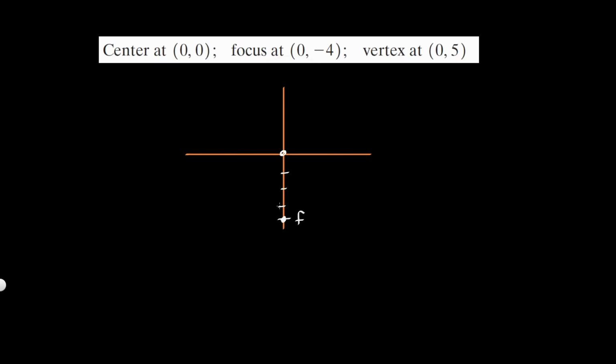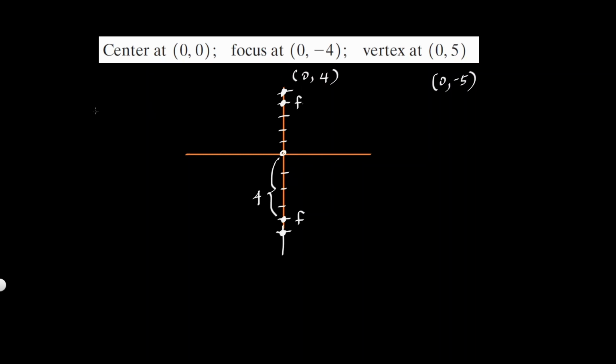So vertex is at 0 comma 5. So 1, 2, 3, 4, 5. That's our vertex. If there's a focus that's 4 units away from the center, there's going to be another focus over here. So that's our other focus right there. And also vertex is at 0 comma 5. That means there's going to be another vertex here at negative 5. Okay, so we could have another vertex at 0 comma negative 5. Okay, another focus at 0 comma 4.